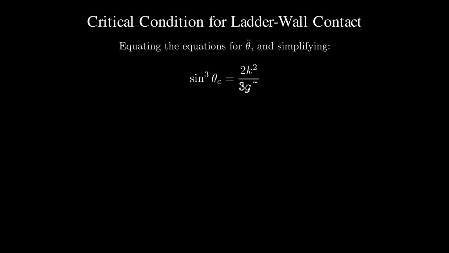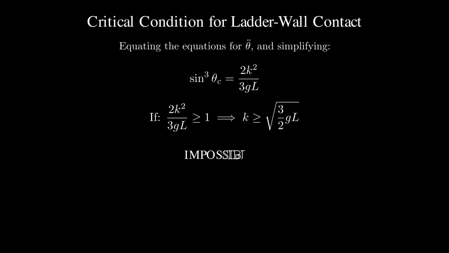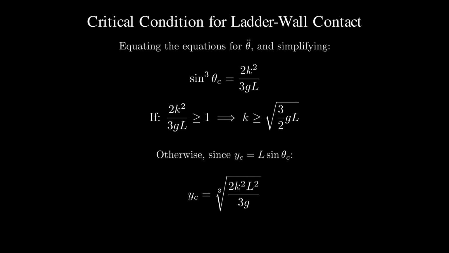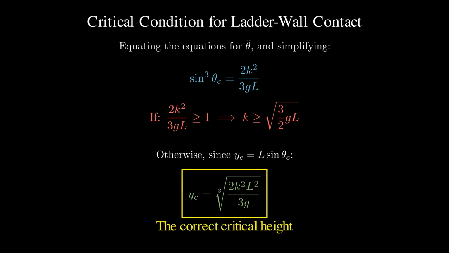Looking more at a critical condition for ladder-wall contact, we equate the equations for theta double dot, and simplifying it down, we get this. Since sine can be at most 1, we have the following inequality, and when k is greater than the square root of 3 over 2 gL, it is impossible. Otherwise, since y critical is equal to L sine theta critical, we have yc is equal to this. So this is the correct critical height after applying mechanics.